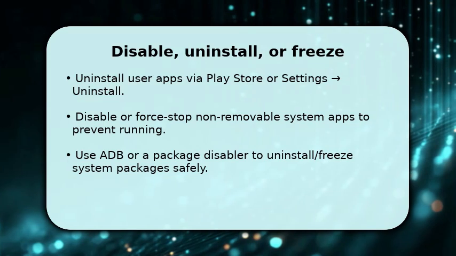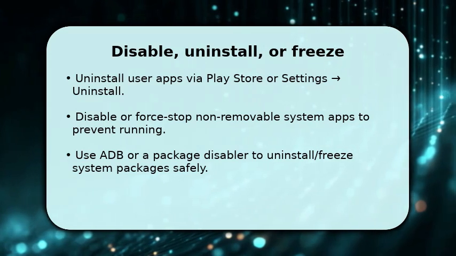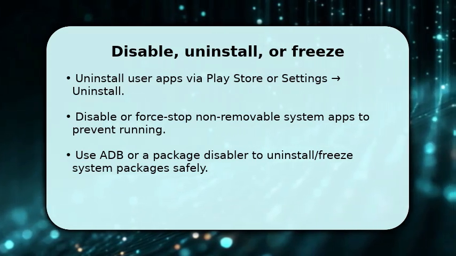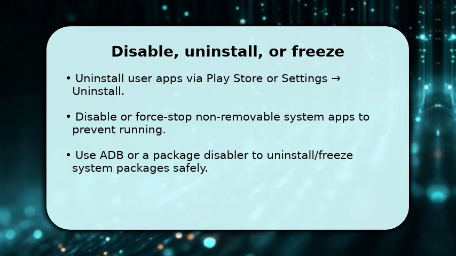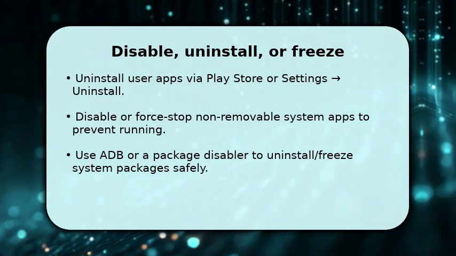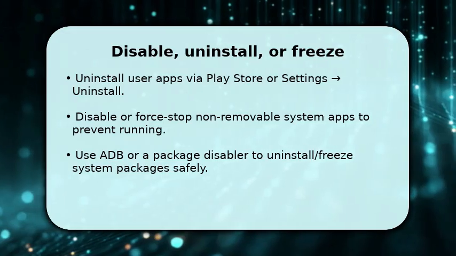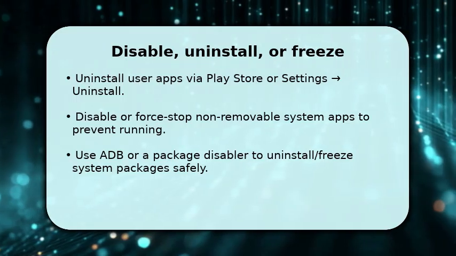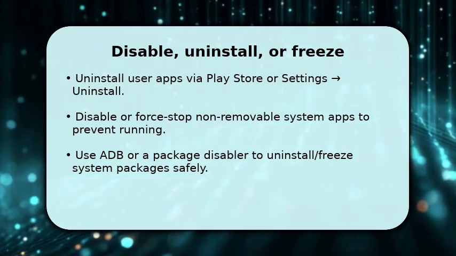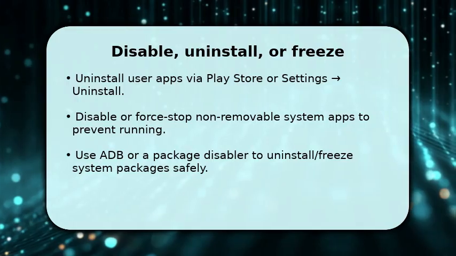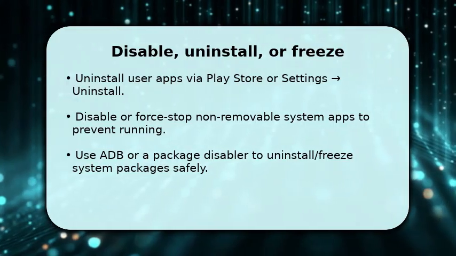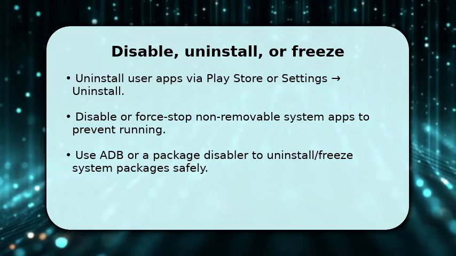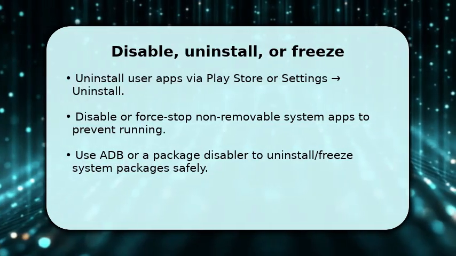You should uninstall user apps first, either from the Play Store or Settings, because that immediately frees storage and stops background activity. For pre-installed system apps you cannot remove, disable them to stop updates and background processes, and force stop any that are active. If you're comfortable, use ADB commands or a reputable package disabler to uninstall or freeze system packages. This is safer, long-term, and reversible if you keep a record of package names.